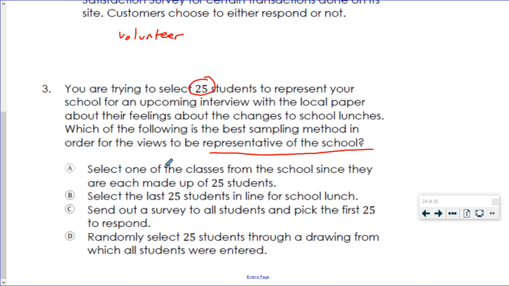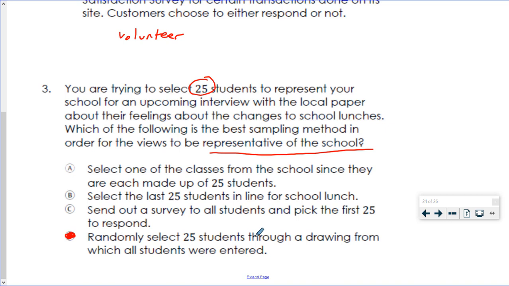A, selecting one of the classes from the school since they are each made up of 25 students. So, however many students there are in the school, you're just going to select one class and say, okay, guys, you're going to talk about the school lunch in the paper. Or B, select the last 25 students in line for the school lunch. Or C, send out a survey to all students and pick the first 25 that respond. Or D, randomly select 25 students through a drawing from which all the students are entered. So, of course, hopefully you see that this would provide the least amount of bias.